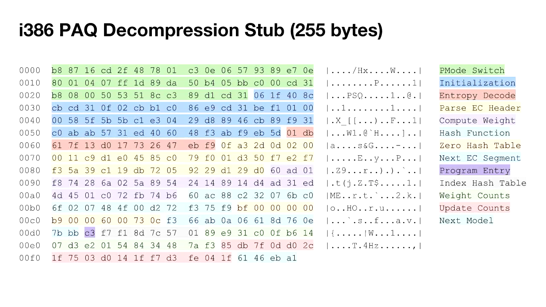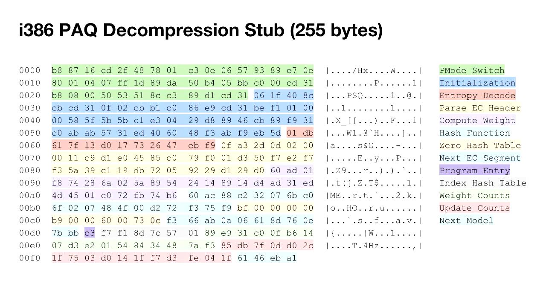All right, so it turns out I wrote this. This is what it looks like. I'm not going to go into all of it, but I thought it would be fun to color code things so you can see how much of it is wasted on things like initializing protected mode and allocating memory. A lot of the stuff that you thought would be hard is actually pretty cheap. Indexing the hash table is cheap, and updating the counts is pretty cheap, even though it looked like a bunch of logic, because there are some clever bit tricks you can use. So a lot of the overhead is in the initialization and wrestling with some of the APIs. And the cool thing is it's 255 bytes.